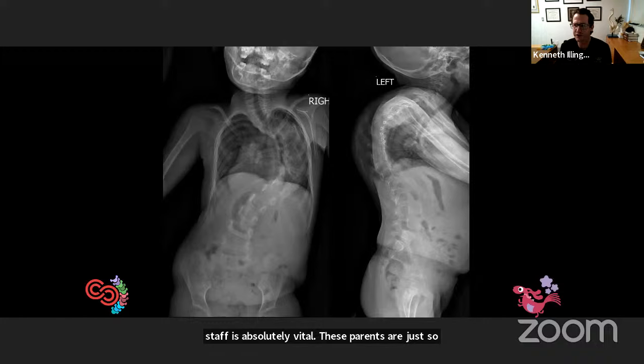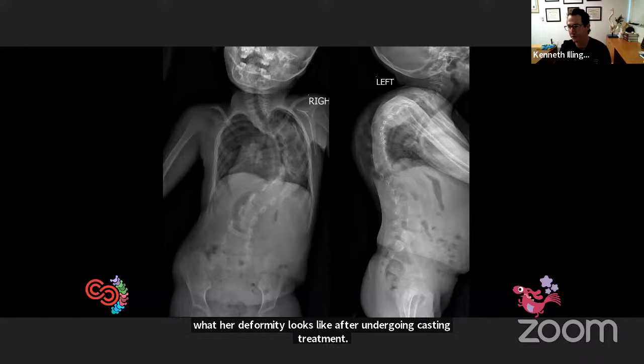This is a four-year-old female with kyphoscoliosis over 110 degrees on both the coronal and sagittal plane. This is a big problem. She had been undergoing serial casting since the age of one, for 3 years, and this is what her deformity looks like after undergoing casting treatment.